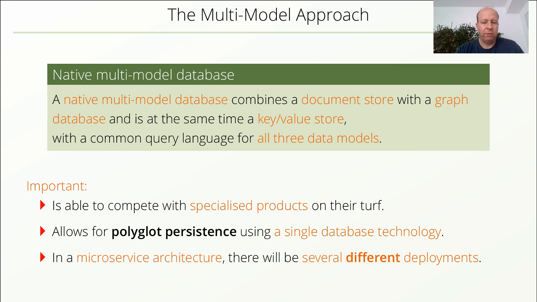Or if you have a microservice architecture, then you can have different microservices using different instances. But since the same store offers multiple data models, you can use the right data model and still have only one technology deployed. There might be several different deployments of the same technology. That's what you would do in an architecture like this. But it is still the same data store. So you have the license costs, the education costs, the maintenance costs, and the upgrade costs, and so on, just once. So that's the idea.